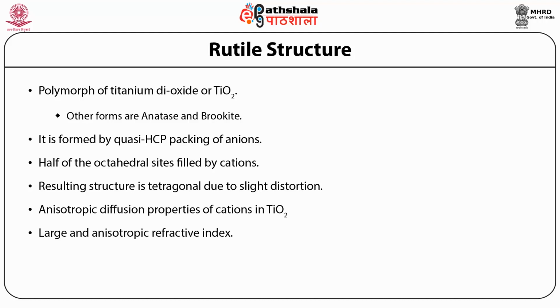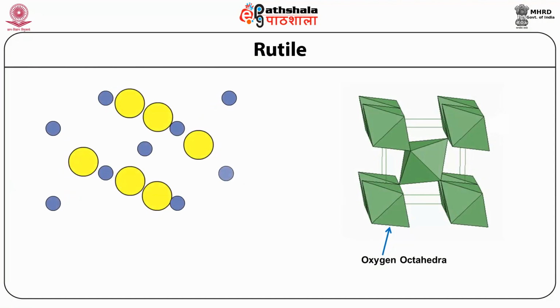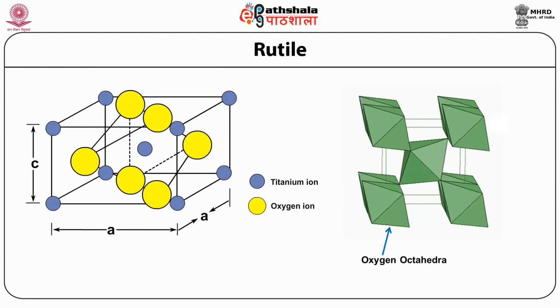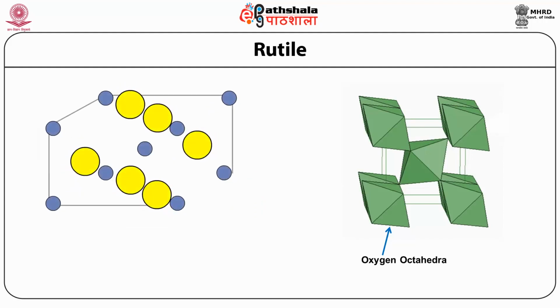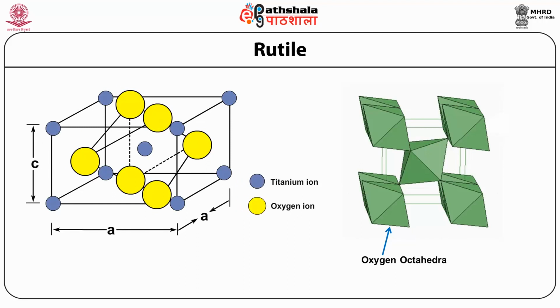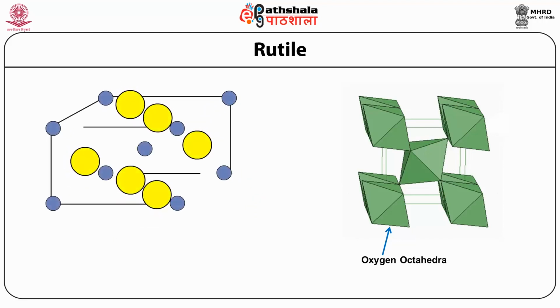A large and anisotropic refractive index with higher birefringence is observed in such structures, and such materials are used as pigments and for their non-toxic properties. So students, you can see the unit cell of rutile where titanium atoms and oxygen atoms are shown. Rutile has a tetragonal unit cell, which we have discussed, with unit cell parameters of around a equal to b equal to 4.5 angstrom and c equal to 2.9 angstrom.